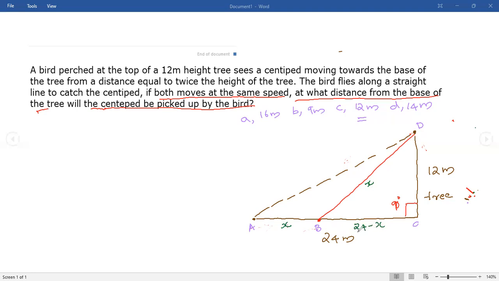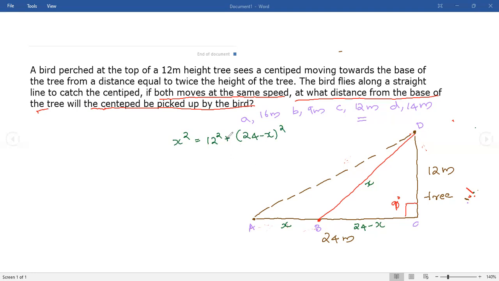We have to find out the value of 24 minus X. For that, we have to find out the value of X. If we get the value of X, we can subtract that from 24, and we will get the value of BC. As there is a Pythagoras triangle here, X square, hypotenuse square, is equal to 12 square plus 24 minus X the whole square, isn't it?